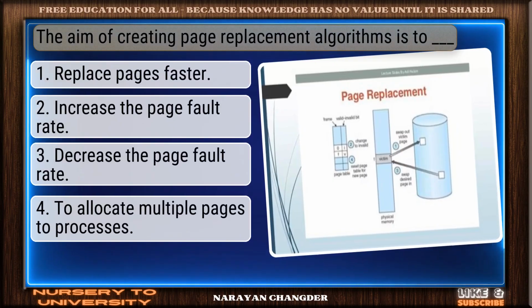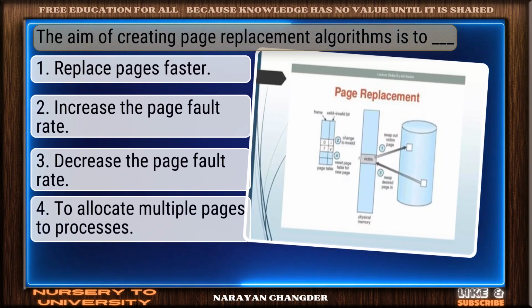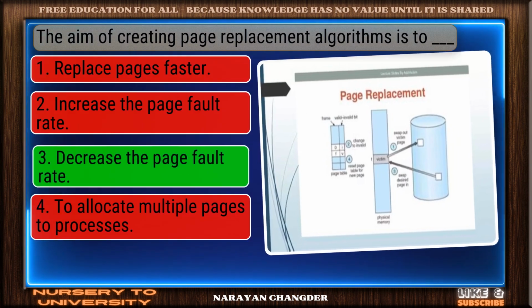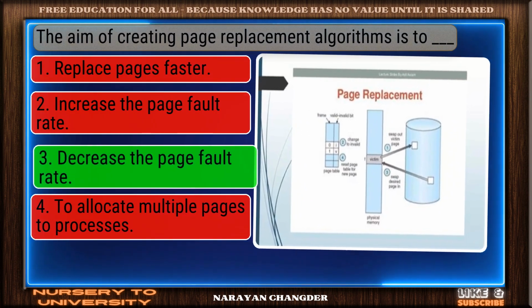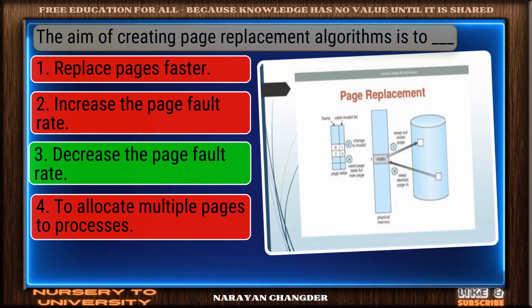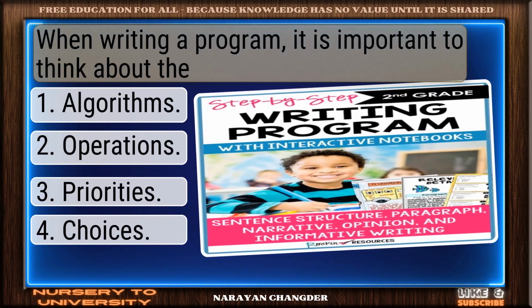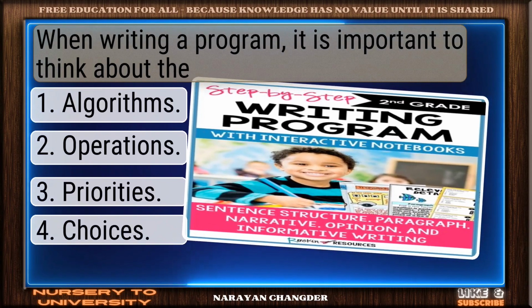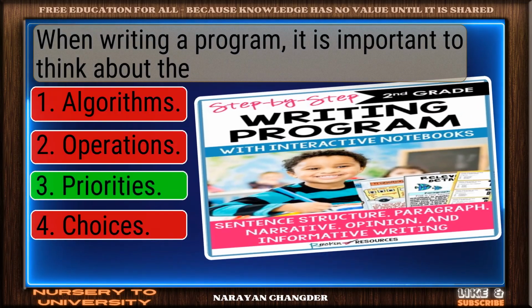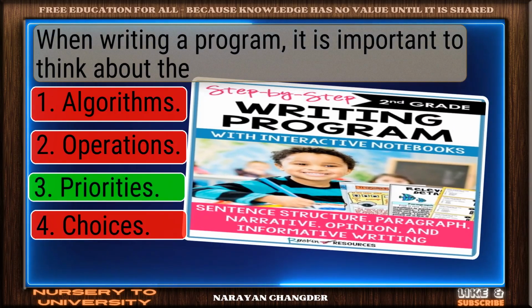The aim of creating page replacement algorithms is to blank. Well reasoned. Decrease the page fault rate is the correct choice. When writing a program, it is important to think about the... Nice work! You chose priorities and it is correct.